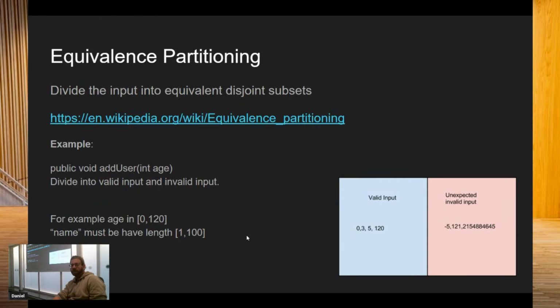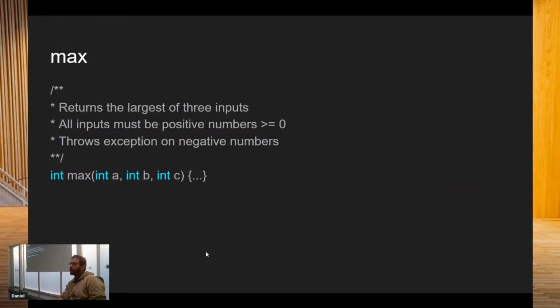The valid and invalid is one way of dividing things. The different categories is another way. So let's think about this method. This method has three inputs, A, B, and C. It returns the largest of the three inputs. All inputs must be positive numbers, bigger than 0, and it throws an exception on negative numbers. Think about the different subsets, write in the chat, or raise your hand in the classroom when you have one subset.